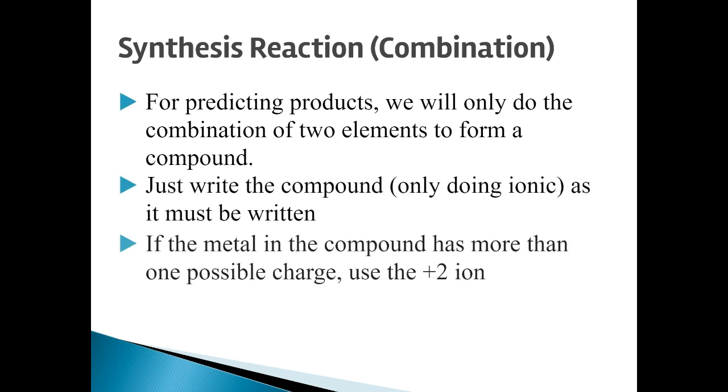So if the metal in the compound has more than one possible charge, I want you to use the +2 ion. So for example, if you were combining iron and oxygen, I would want you to use the iron 2 ion and make iron 2 oxide.